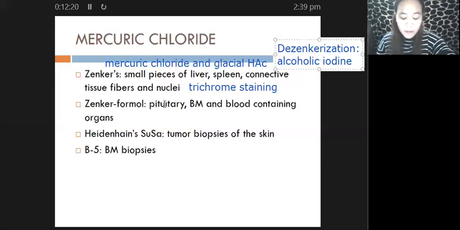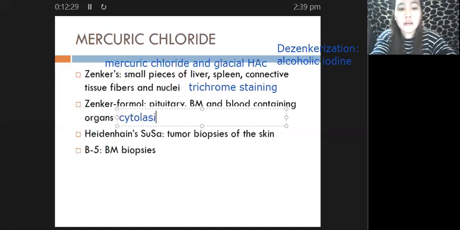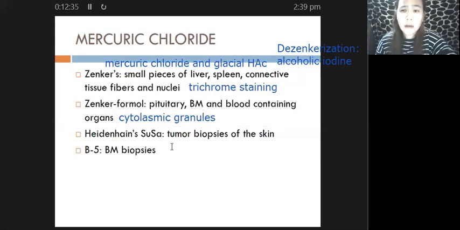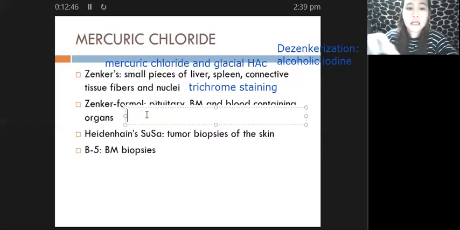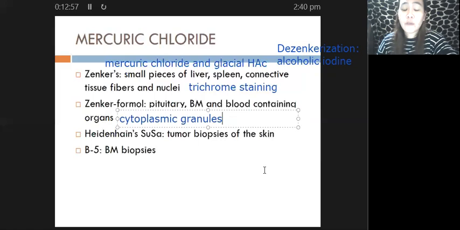Okay, so apart from that, your Zenker formol is utilized in order to fix cytoplasmic granules which may be present in your cells. So I repeat, your Zenker formol is utilized for the fixation of cytoplasmic granules which may be present in your cells. Okay, so those are the different uses of Zenker formol.